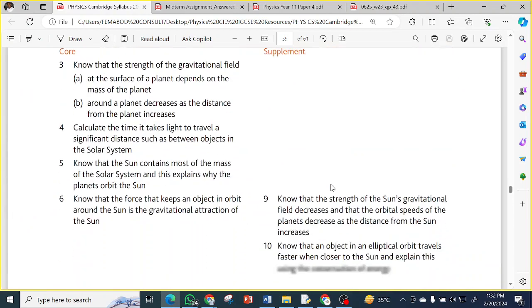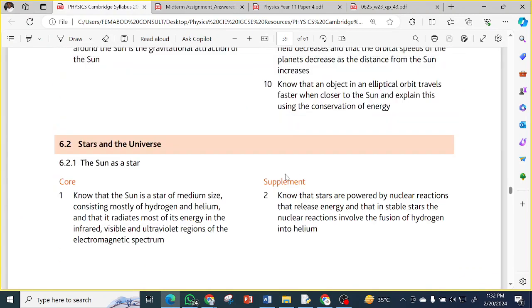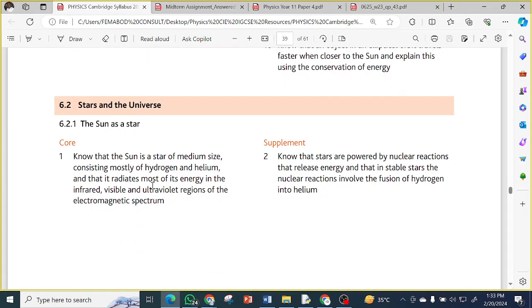Then the next point of call is the stars and the universe. Of course, it's not a debate anymore. The sun is a star. And it will interest you to know that within the universe, the sun is just a medium-sized star. It's not the biggest star or a very big star. It's just a normal medium-sized star. And the most common element in the sun is hydrogen. In fact, the hydrogen is the fuel.